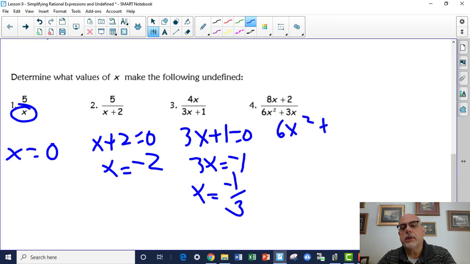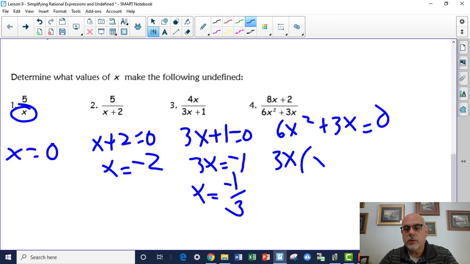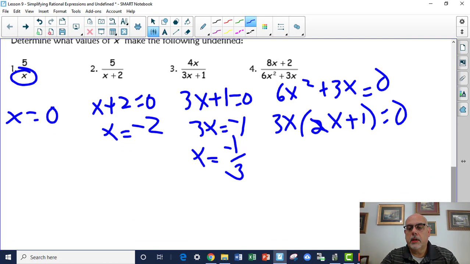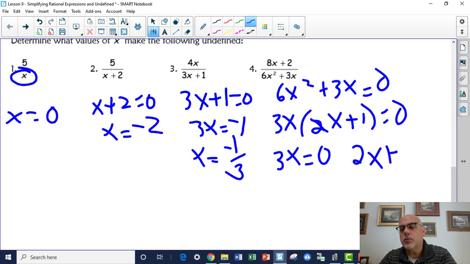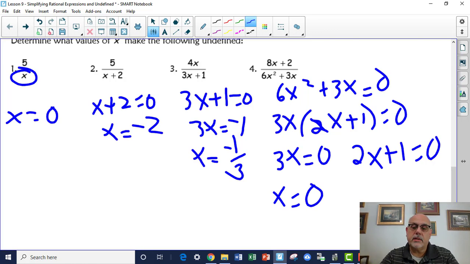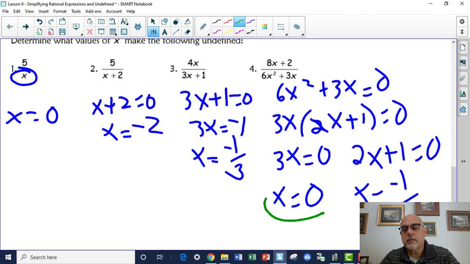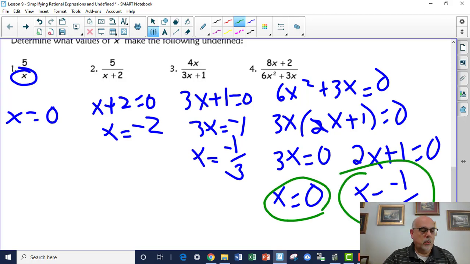And the last one. 6x squared plus 3x equals 0. Go back to what we did on factoring. Your greatest common factor is 3x, and that leaves you with 2x plus 1. Set each factor equal to 0. 3x equals 0. 2x plus 1 equals 0. Divide both sides by 3. x is 0. Subtract the 1 and divide by 2. So this one has two values of x that cause you to be undefined. When x is 0 or x is negative 1/2.